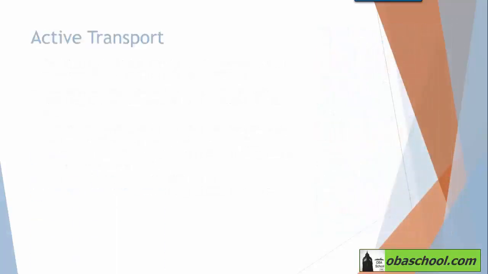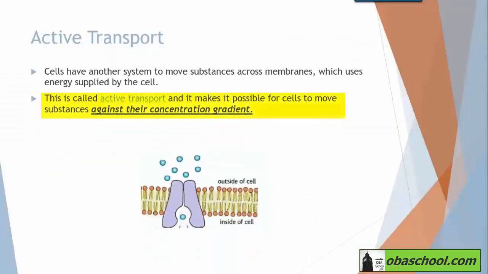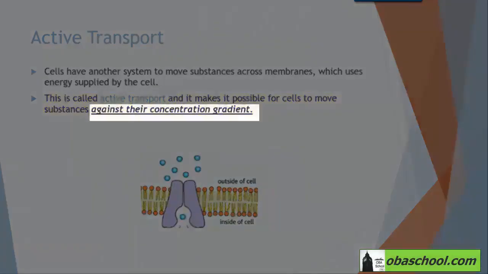Active transport. Cells have another system to move substances across membrane. This one uses energy supplied by the cell. Remember that diffusion did not use energy because it is a passive process. This system is called active transport, and it makes it possible for cells to move substances against their concentration gradient. So using energy, cells can move substances from a low concentration medium to a high concentration medium.